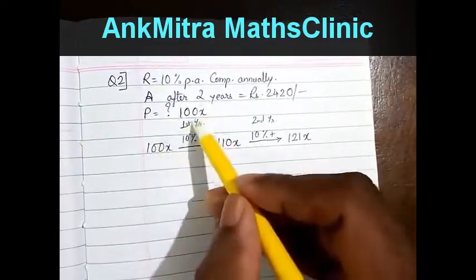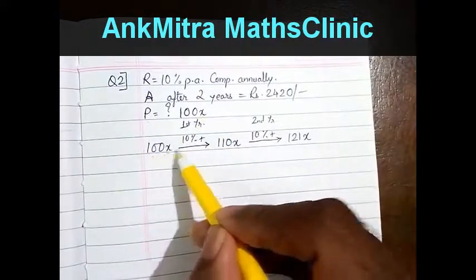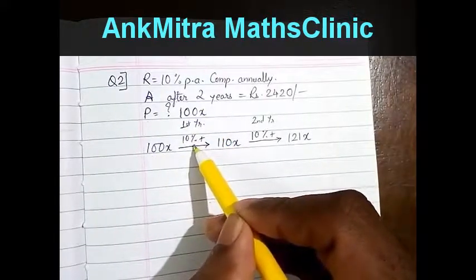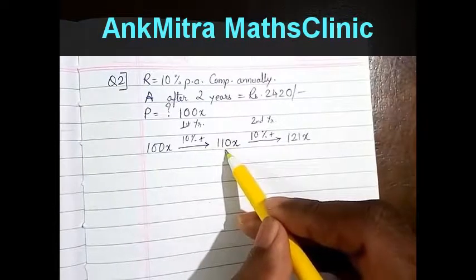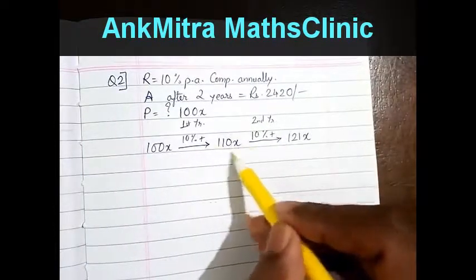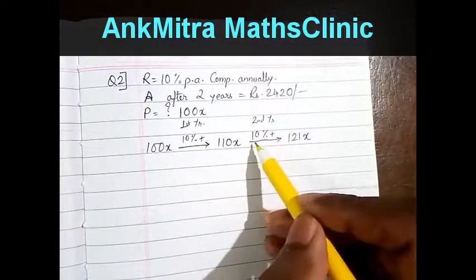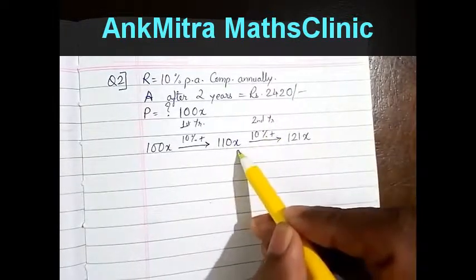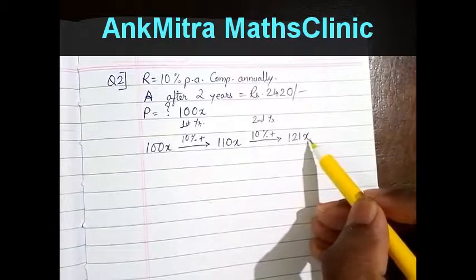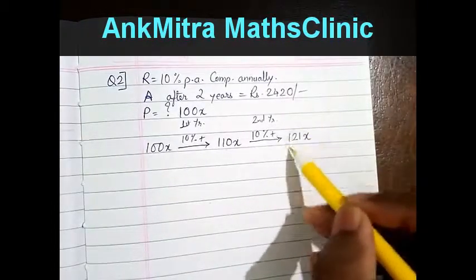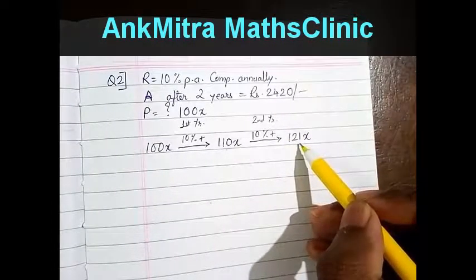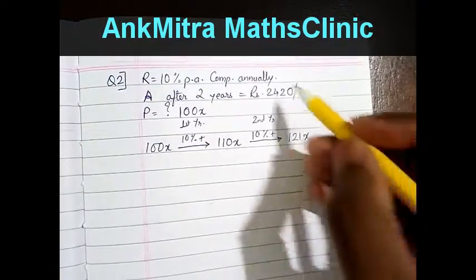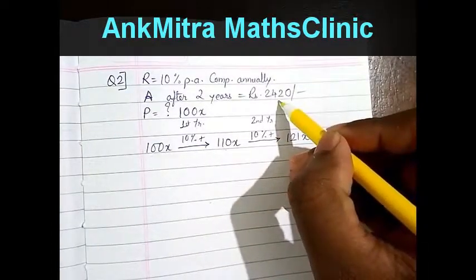Okay, so after the first year, 100x will get an addition of 10% and become 110x. So this 110x becomes the principal for the second year. So in the second year, another 10% will get added to this 110x and it will become 121x. So this 121x is the amount after 2 years. So this 121x in this case is equal to 2,420.